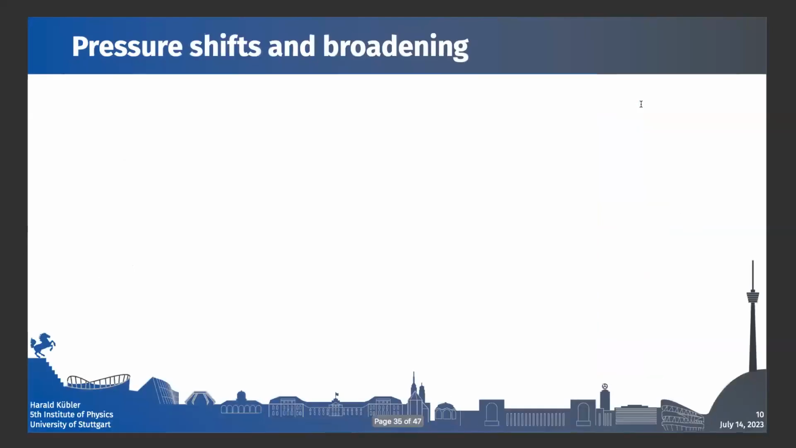Nevertheless, we can do something else, and that means we can really increase the pressure in our cell pretty easily. That means we can really look at different densities just by turning a knob.